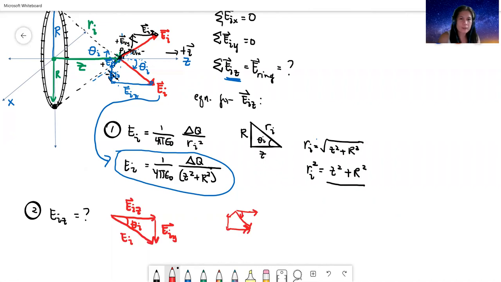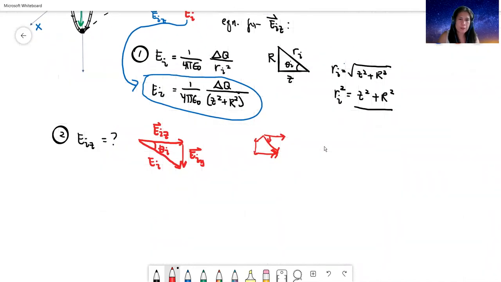So, from that, getting this segment here, we say that the E I Z component magnitude is equal to E I, the hypotenuse, times the cosine of theta I. But for theta, we have to express it in terms of coordinates. So let's first put E sub I. E sub I from equation 1 is 1 over 4 pi epsilon sub naught delta Q over Z squared plus R squared.